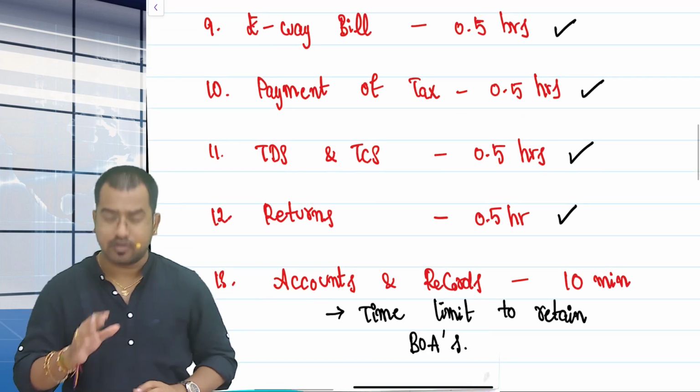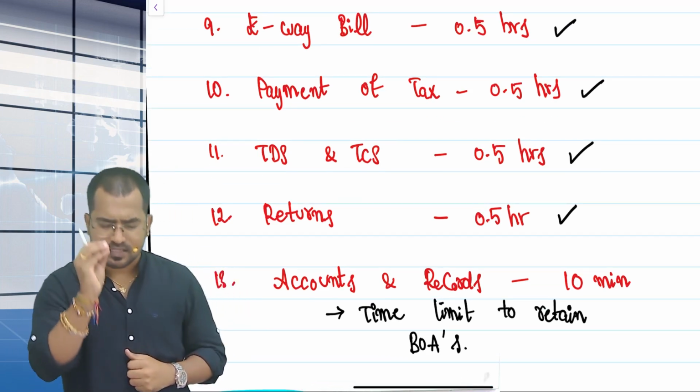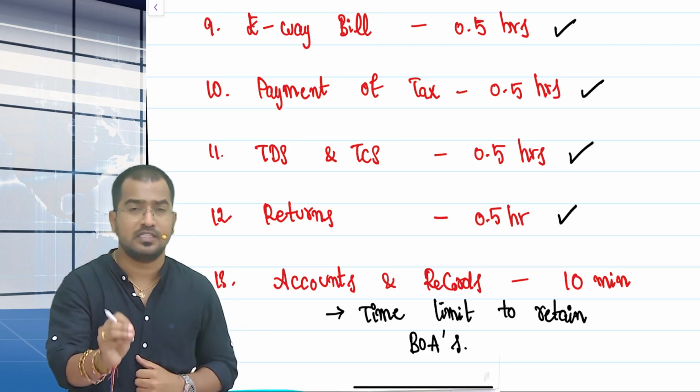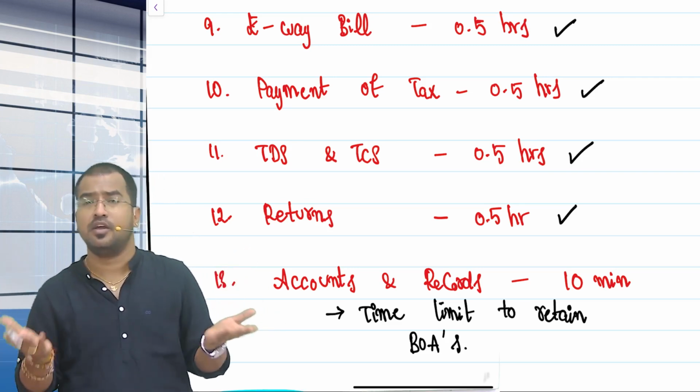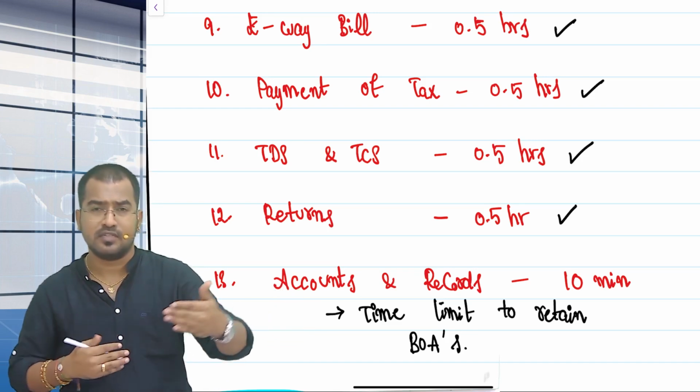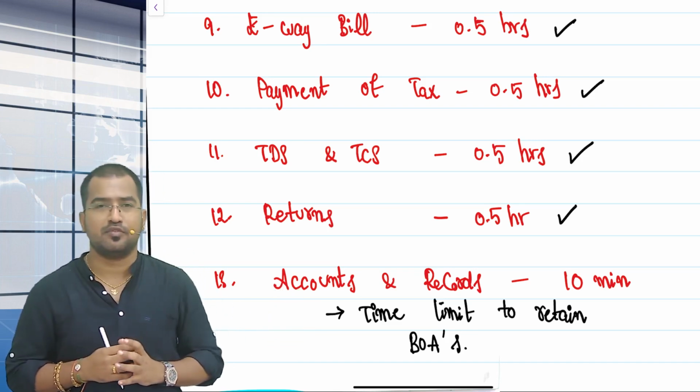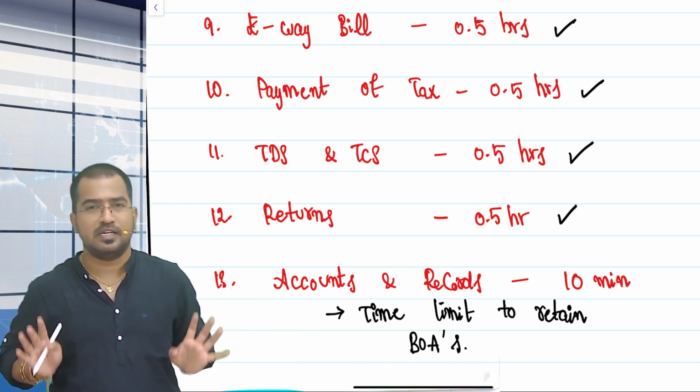Next, accounts and records, a new chapter again, and invest just 10 minutes of your time for this chapter, mainly for the concept of how long you should retain the books of accounts, that is 72 months, all that stuff. So for that provision, spend 10 minutes of your time. Nothing else is relevant from that chapter, right?